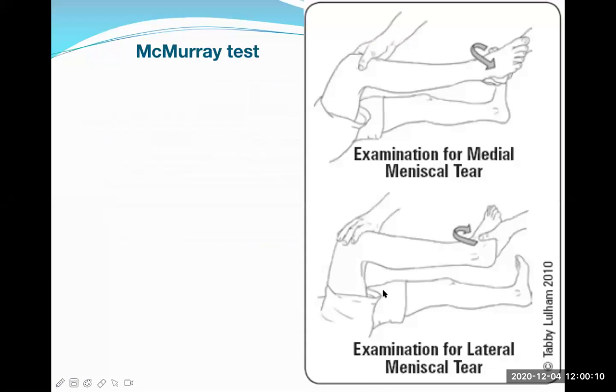So there is one picture which is shown here regarding the McMurray's test. This is the examination for medial meniscus tear. Okay, this is the test which is done, and this is for the lateral meniscus tear. So just remember, McMurray's test is done for the diagnosis of meniscal tear. That's it.